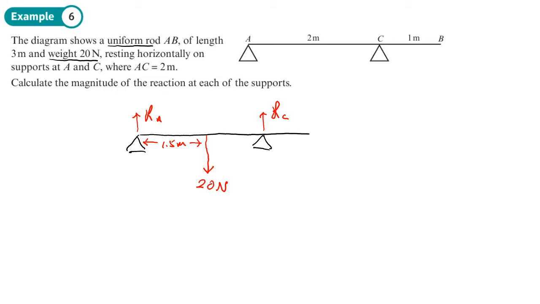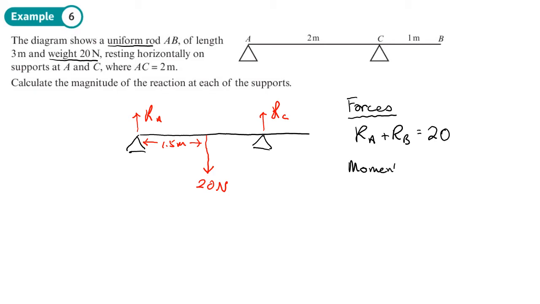It says that it's resting on the support, so it's not moving, it's not tilting anywhere, which means that the forces are balanced and the moments are balanced. So let's start with the forces. If I look at the forces pointing up, I have RA plus RC. They will equal the forces pointing down, which is 20. Okay, so I've got equation number 1: RA plus RC is 20. Okay, let's look at the moments.